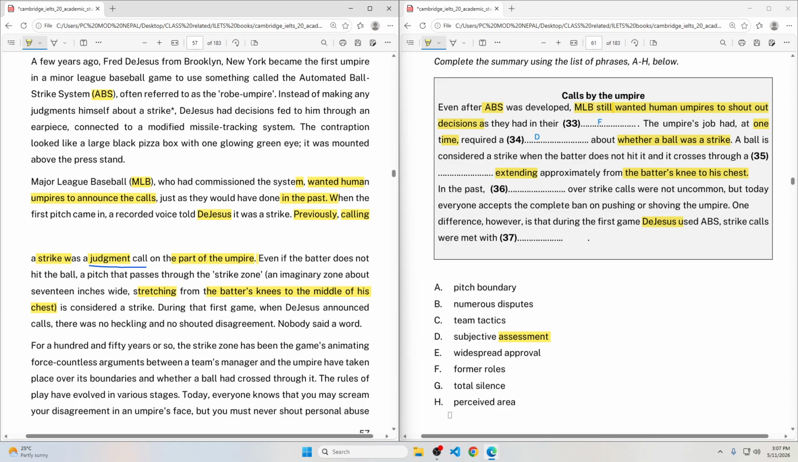I think the right answer is H. Perceived meaning something you thought. Zone could be area. So I think the right answer for this question is H.